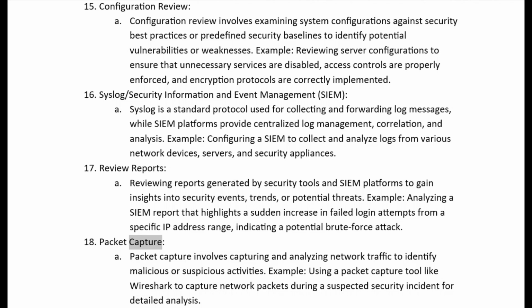Packet capture. Packet capture involves capturing and analyzing network traffic to identify malicious or suspicious activities. Example: using a packet capture tool like Wireshark to capture network packets during a suspected security incident for detailed analysis.